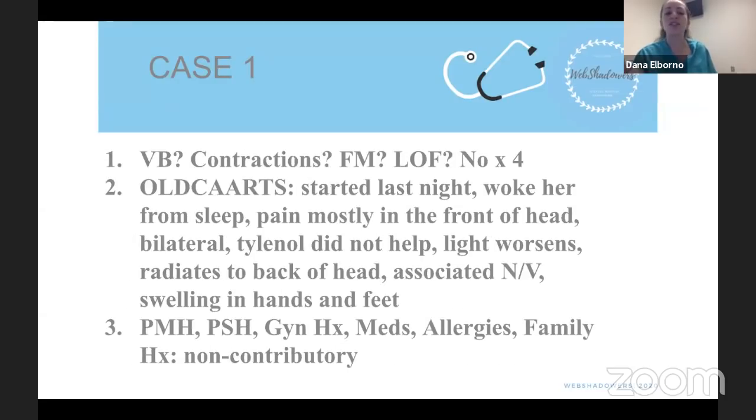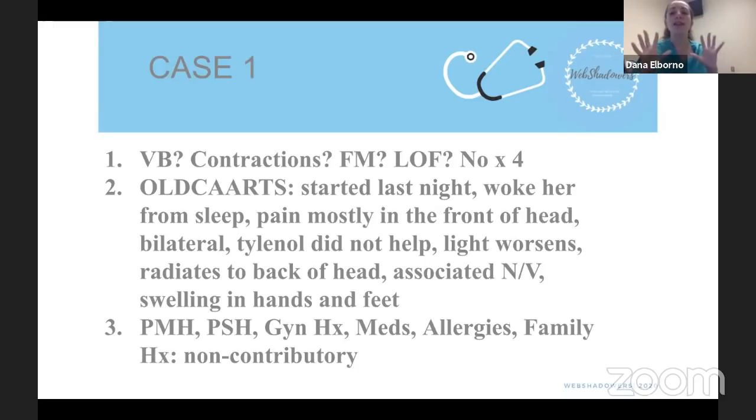So for this patient, she has no vaginal bleeding or contractions. The baby is moving and she has not had any leaking of fluid. The headache for her started last night. It woke her up from her sleep. The pain is mostly in the front of her head. It's bilateral. Tylenol did not help. Being around light worsens her headache and it radiates to the back of her head. She has associated nausea and vomiting with this headache.